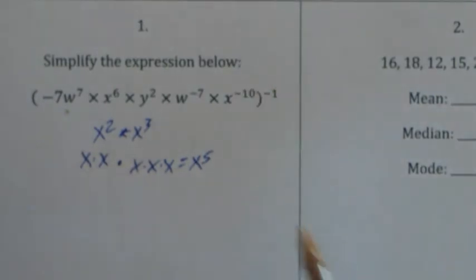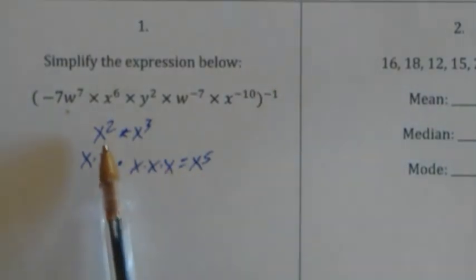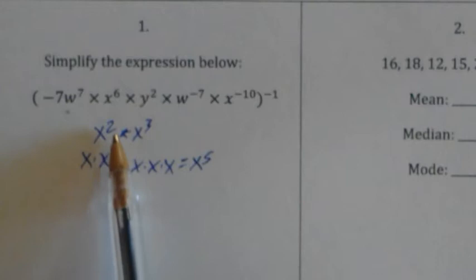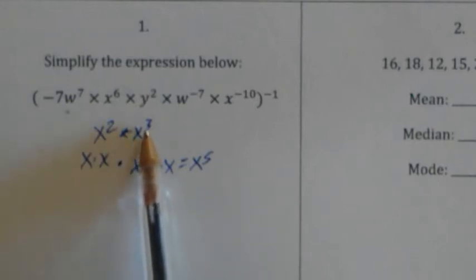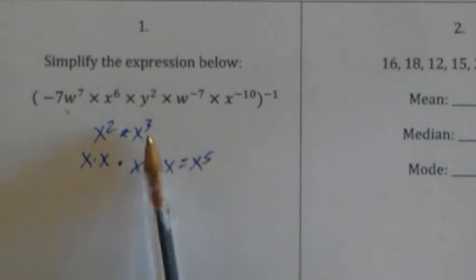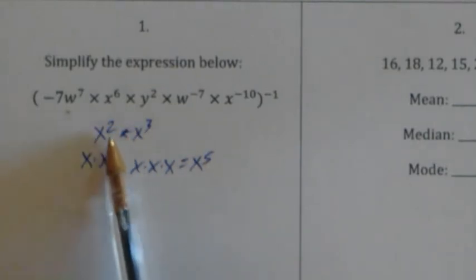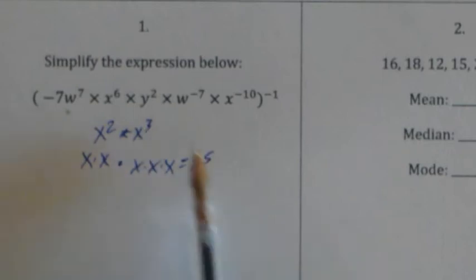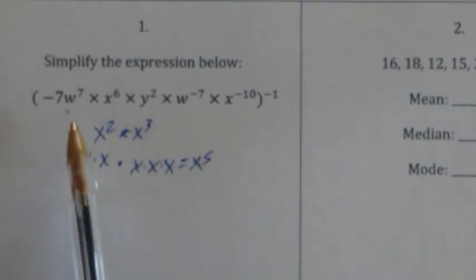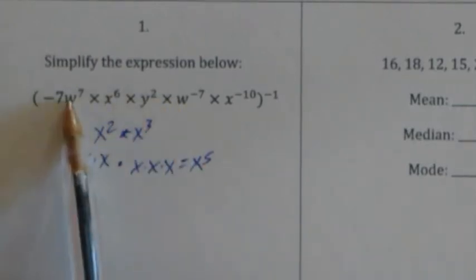So there is a very simple rule here. When you have something like x squared times x to the 3rd, you simply add the exponents. It's not x to the 6th. You don't multiply the exponents. You add them. X squared times x cubed is x to the 5th. So that's what we're going to be doing here. We're going to be adding these two.